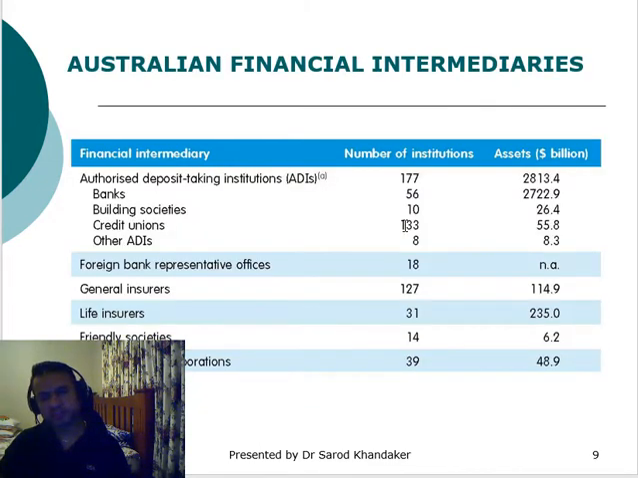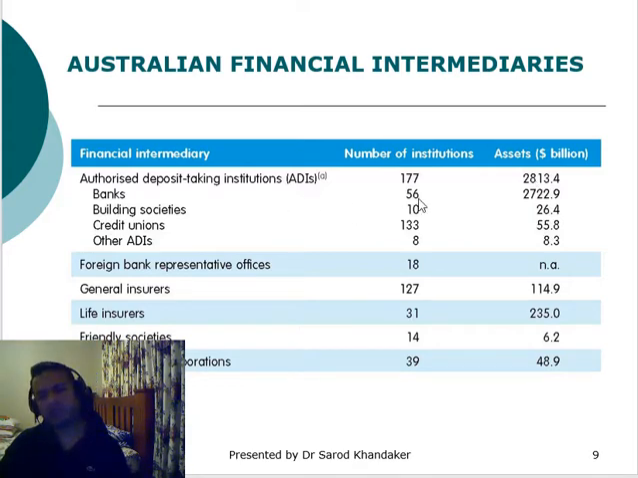In this chart, we can see the Australian financial intermediaries, the number of them, and the total assets in $1 billion. If you look at the first line, you will find the authorized deposit-taking institutions, or ADIs. There are 177 in Australia, and the total asset size is $2,813.4 billion. Remember, this data is about 2 to 3 years old, so it's not showing the correct reflection of the current asset value of these financial institutions.